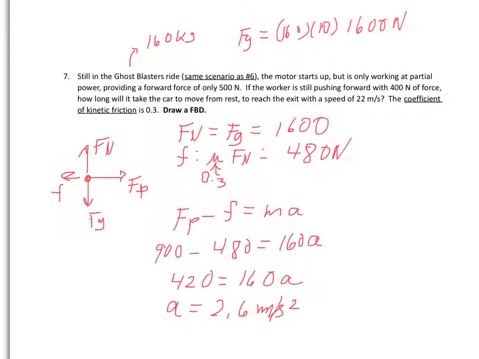And we want to know how long it'll take the car to move from rest to the exit. So how long means how much time. It didn't say how far, it said how long. That's like time. So that's going to be v equals at plus v naught. So that's going to be 22 equals 2.6 t plus 0. And that's going to give us a time of about 8.9 seconds. So that's how we do problem number 7.